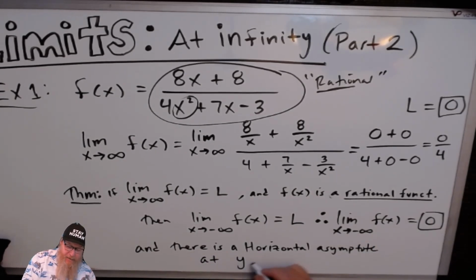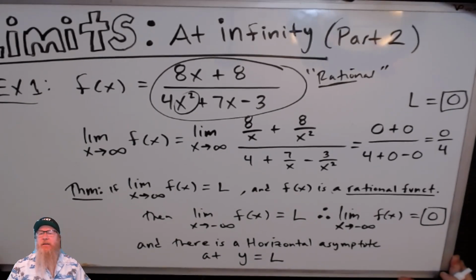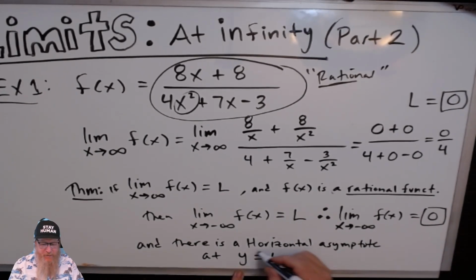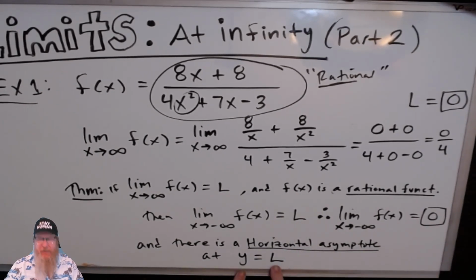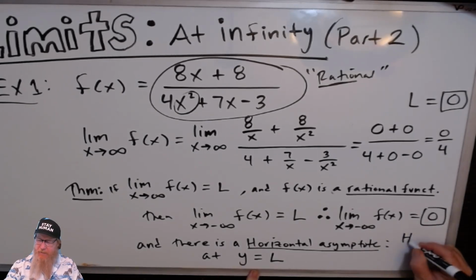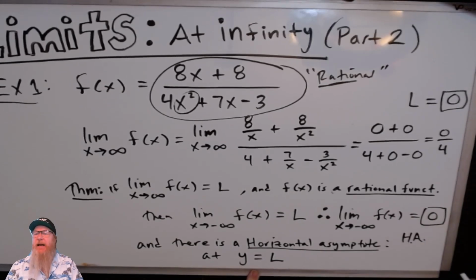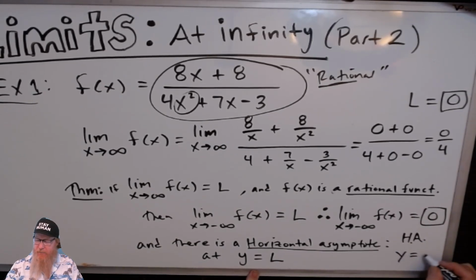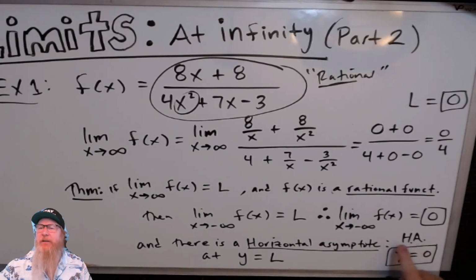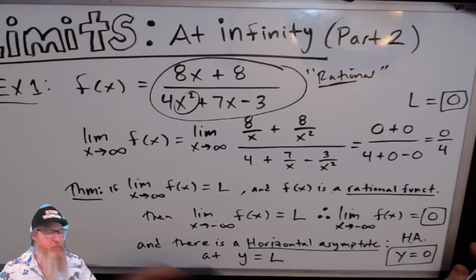At y equals L. All right. So it's a horizontal asymptote, so it's an equation, y equals L. In this example, the HA, we'll abbreviate it HA, is y equals 0. That would be the equation of the horizontal asymptote.